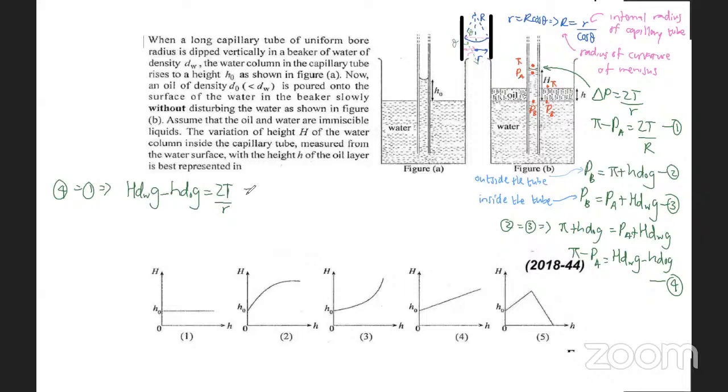So what should I do in the first step? This one goes to the other side: capital H dW g equals h dO g plus 2T over r. Minus h dO g goes to the other side and becomes plus. And then let's divide everything by who? dW g. I'm going to divide the whole thing by dW g. When I do that, you have only capital H on the left side. When you divide dO g by dW g, you will get dO over dW simple h, plus, just divide it, 2T over r dW g.